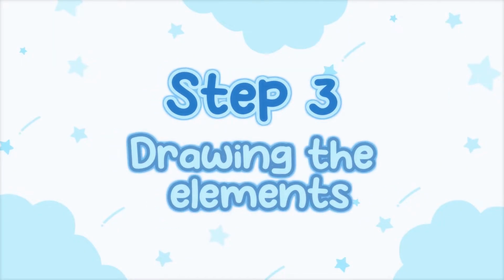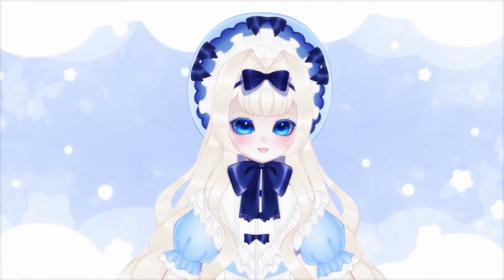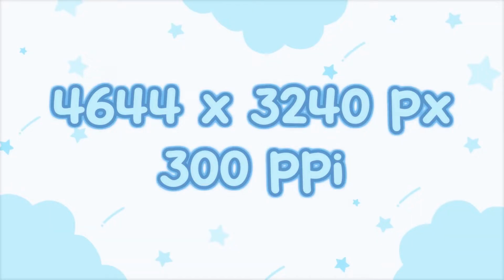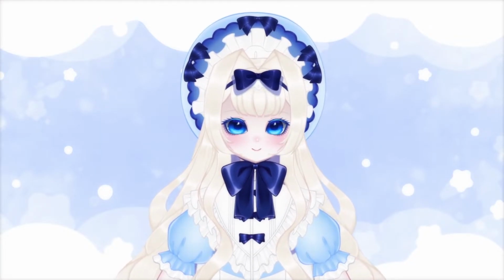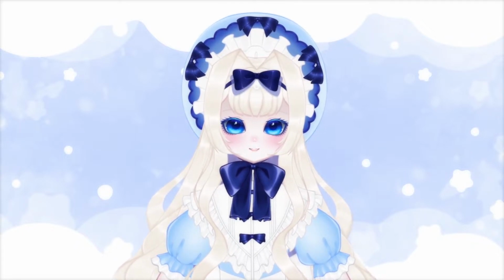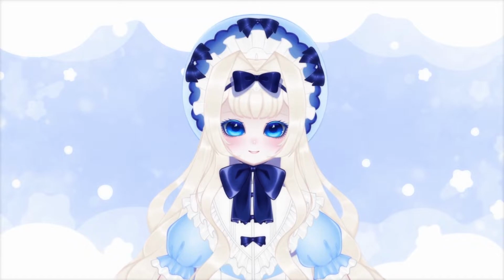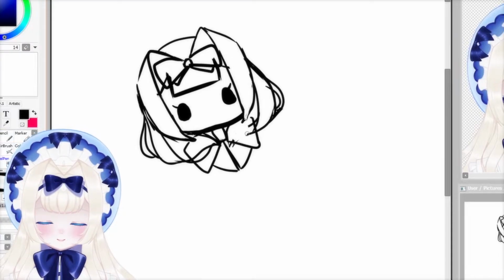Step 3. Drawing the elements. Now that we've got the design down, it's time to start drawing. I start with a huge canvas, 4644 by 3240 pixels, with a resolution of 300 pixels. Since I'm not working with vector art, I use large sizes so I can resize the logo without losing any quality. Also consider that you may want to include your logo for future merch sales if you plan on doing any. The first thing I drew was the chibi.